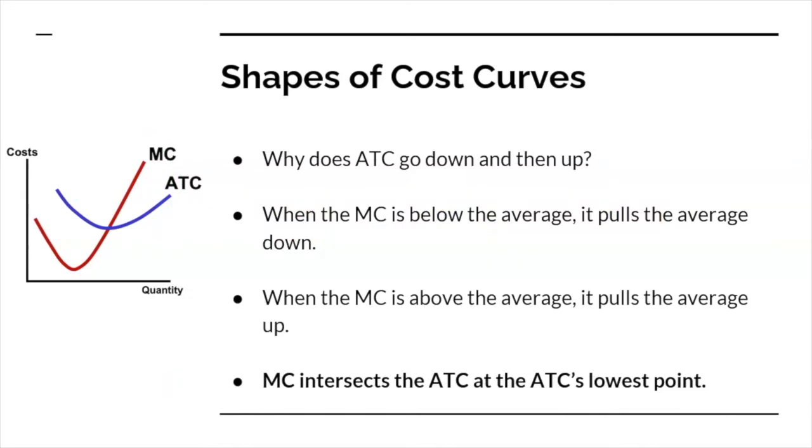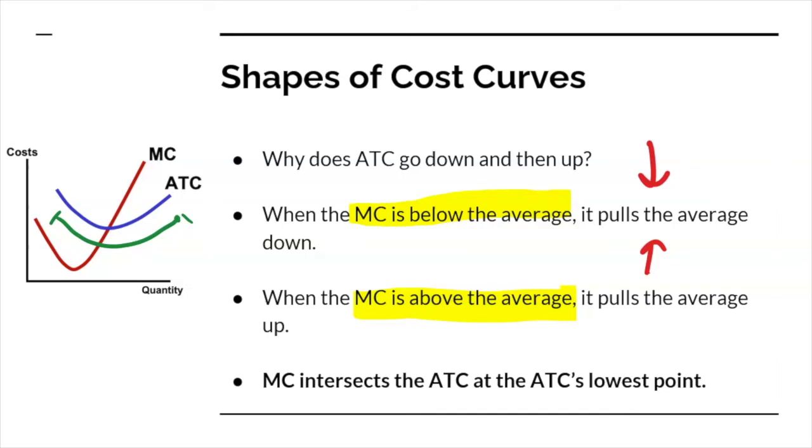And so this leads us to, well, if our marginal cost is a Nike swoosh, why is our average total cost a smiley face? Why is it a U-shaped thing? Well, it's real simple. When our marginal cost is below the average, it pulls the average down. When our marginal cost is above the average, it pulls the average up.